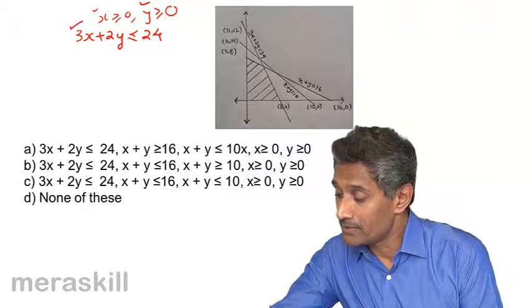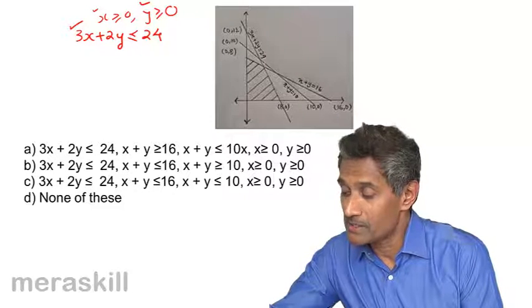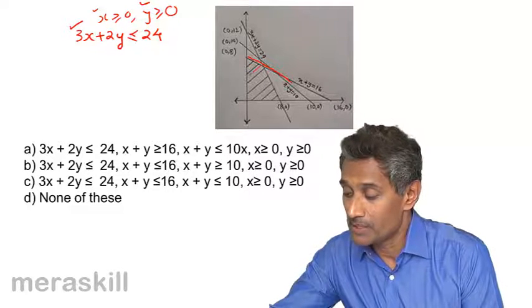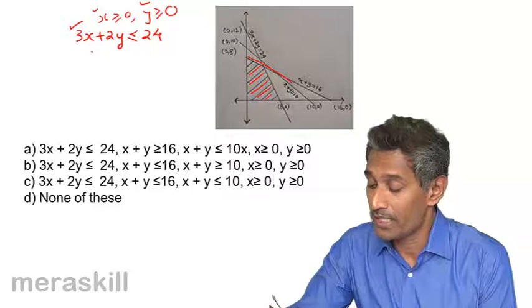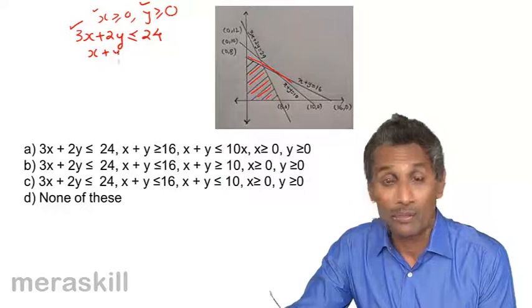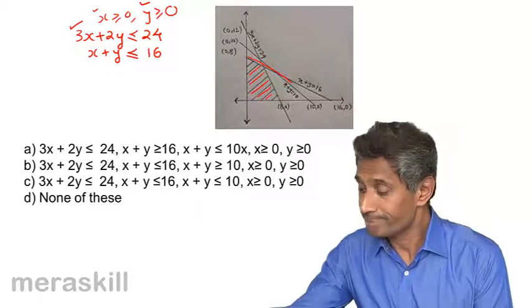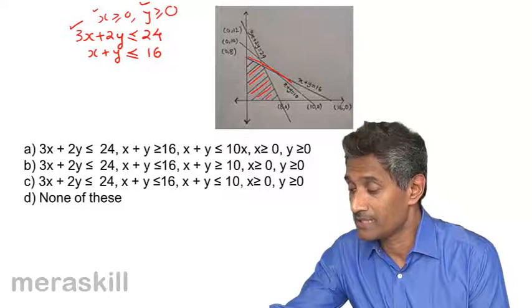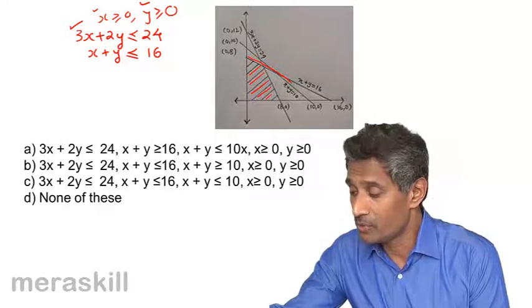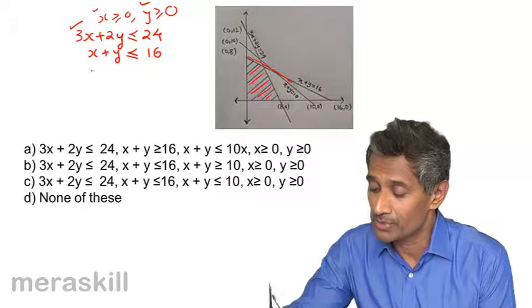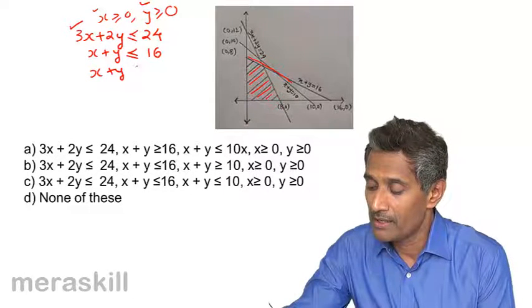Now let's take up this particular line. You have x plus y is equal to 16. Again, this particular region is on the origin side of this particular line. So it will be x plus y is less than or equal to 16. Coming to the last line, that is x plus y is equal to 10. If you look at this region, again that particular region is on the origin side, so it's going to be x plus y is less than or equal to 10.